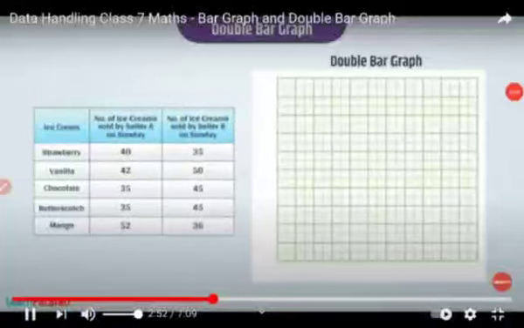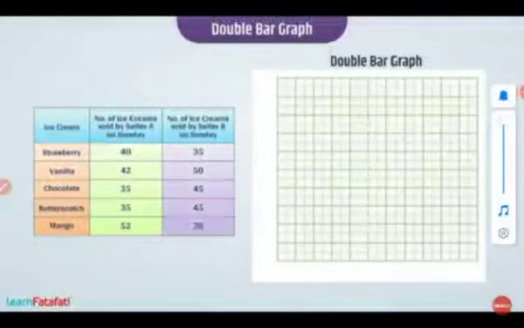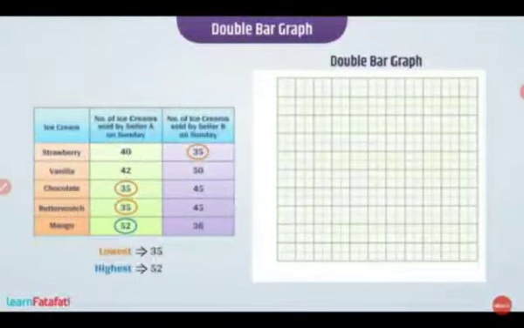Following table shows the number of ice creams sold by seller A and seller B on Sunday. To draw a double bar graph, observe the values. We can see that lowest value is 35 and highest value is 52. That means the spread of the data, that is, the range is from 35 to 52.